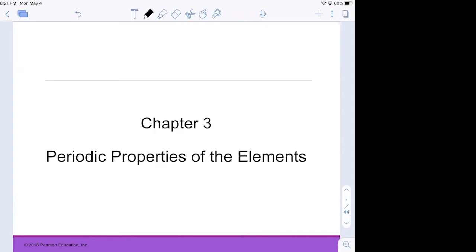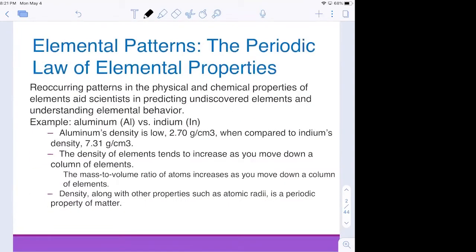Things that we want to start off with in this section is just looking at elemental patterns and why we have the periodic table. So reoccurring patterns that we see for both physical and chemical properties really aid us as chemists at predicting new elemental behavior and studying new types of reactions for elements.